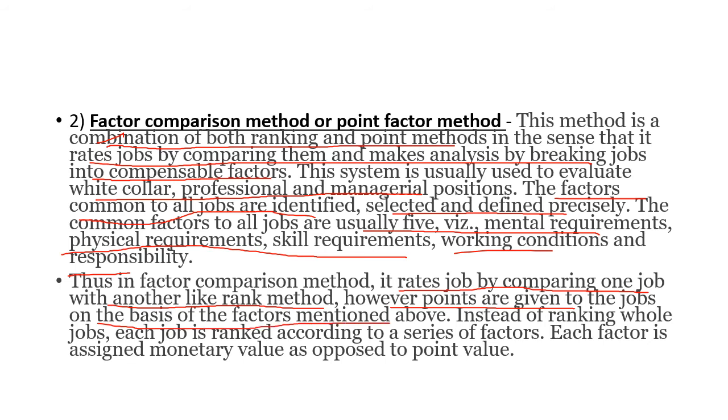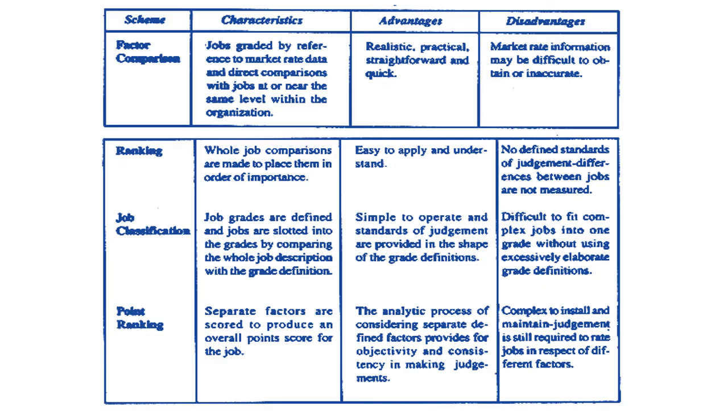Remember that in the ranking method we compared the whole job, not the factors, but in the factor comparison method we are ranking based on the factors. Each job is ranked according to a series of factors, the factors I just mentioned. Each factor is assigned a monetary value as opposed to a point value. So these are the different methods, and there are small characteristics, advantages and disadvantages given.